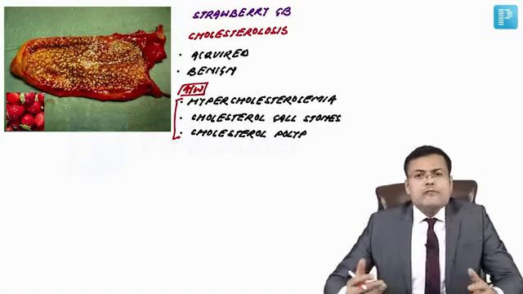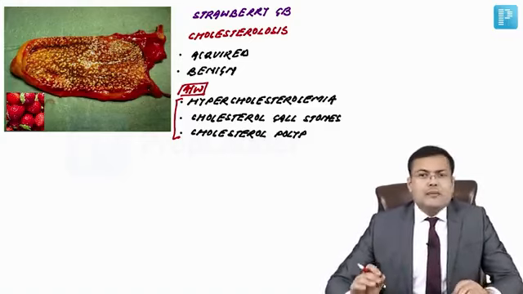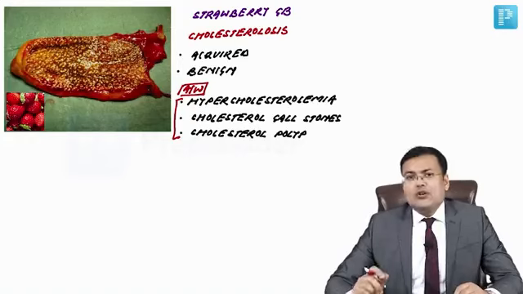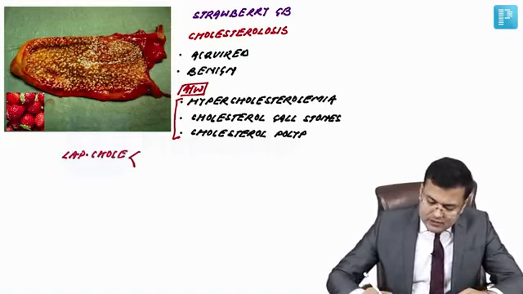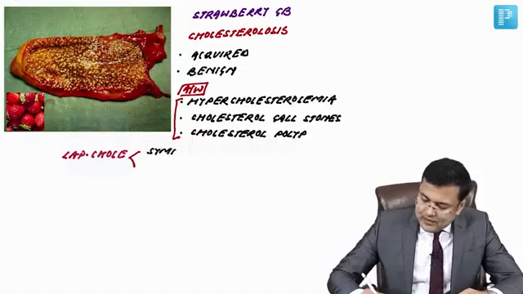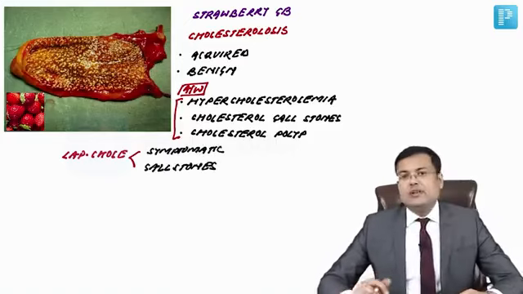Here also, in which cases we are going for laparoscopy cholecystectomy? If patient is having symptomatic gallstone. So in which cases we go for lap cholecystectomy? Lap cholecystectomy is done for the patients who are having symptomatic gallstones. So if the patient is having symptomatic gallstones, we go for lap cholecystectomy.